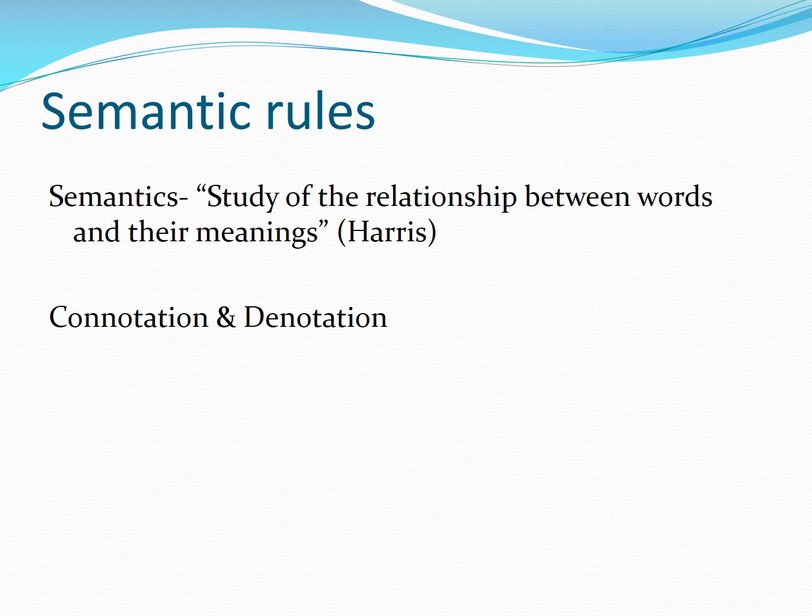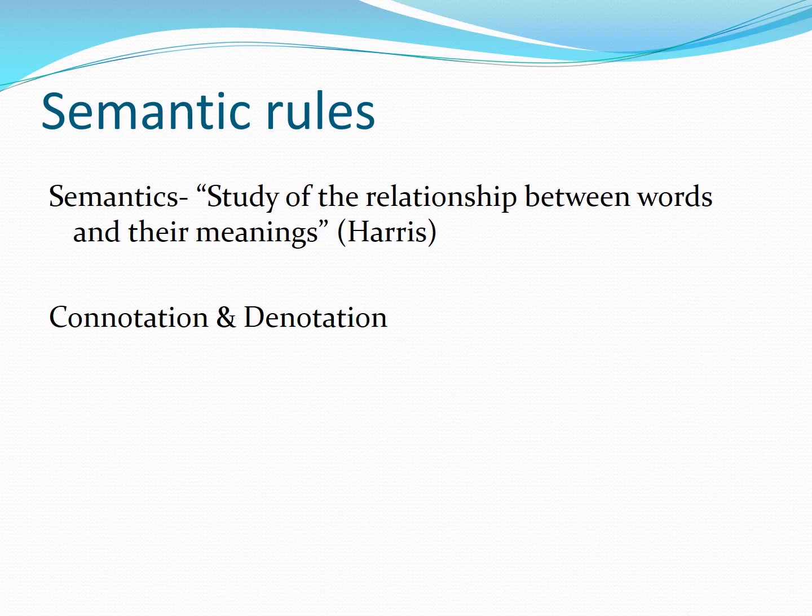Semantics. So taking a little bit of a closer look at semantics, which I think is very interesting. Basically, semantics is the study of the relationship between words and their meanings. And so we know that words have different connotations and denotations, right? So a denotation, we'll start with that one. A denotation is a dictionary's definition. It's pretty concrete. It's exactly what that word means according to the dictionary.